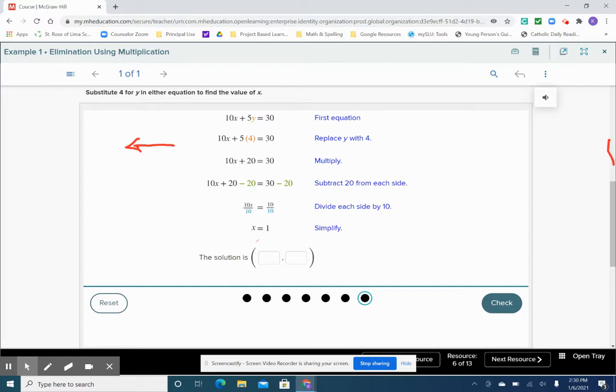And so your solution is x equals 1, and your other answer, y, is 4. And that's your solution set. If you want to check it, you would just substitute 1 in where the x is in 10 and 4, keep the 4 where it is. And of course, 10 times 1 is 10 and 10 plus 20 is 30. So you know that it's correct. You can always go back and check it.